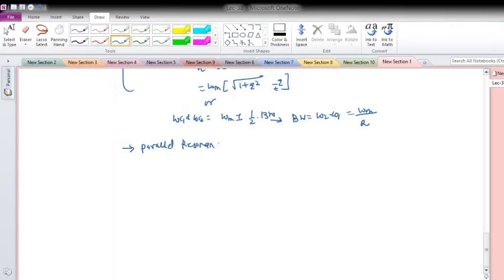parallel resonance circuit. So for that also the process is the same. Find out first the resonant frequency, then next find out the figure of merit q. Here you will get omega m into R into C, not L by R. Only this is the change in the parallel circuit.